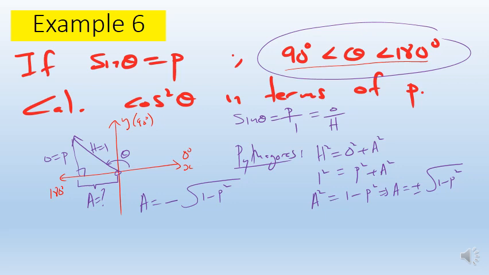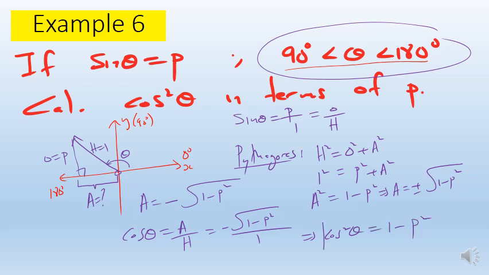So they want cos squared theta. But before we get cos squared theta, let's get cos theta. It's adjacent over hypotenuse. We worked that out to be minus the root of 1 minus p squared, over 1. So that's what cos theta is, which tells me straight away, finally, that cos squared theta, if I square both sides, is just 1 minus p squared. Such a sweet question with a beautiful answer. Brilliant. Love it.